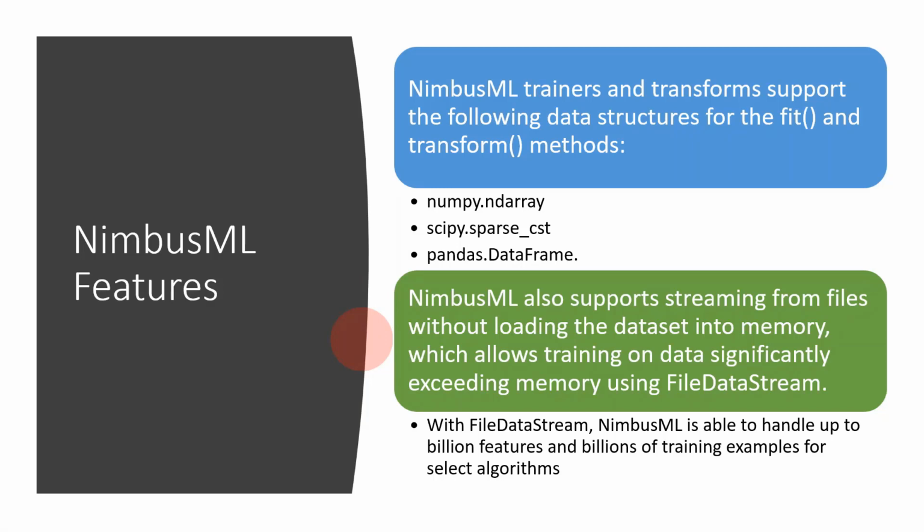So with file data stream, NimbusML is able to handle up to billions of features and billions of training examples for select algorithms. I'm noticing there's an English mistake there, which is in the source document that I got this slide from. So there's another performance claim here. It's not always important to read into memory. And that is already, to me, an advanced data science and machine learning point. It's not just about building models, but what do you do when you have a data set that is so large? What are some of your options? Here's another option.